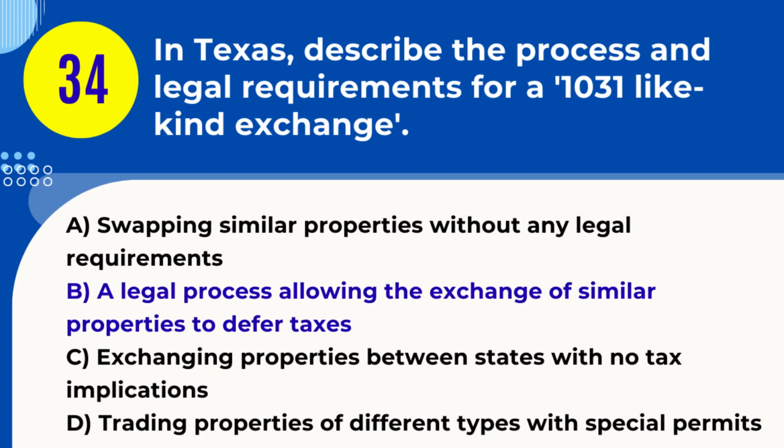Answer: B. A legal process allowing the exchange of similar properties to defer taxes. Explanation: In Texas, a 1031 like-kind exchange is a legal process that allows property investors to exchange similar types of properties, deferring capital gains taxes. It requires adherence to specific IRS rules, including using a qualified intermediary and meeting deadlines.